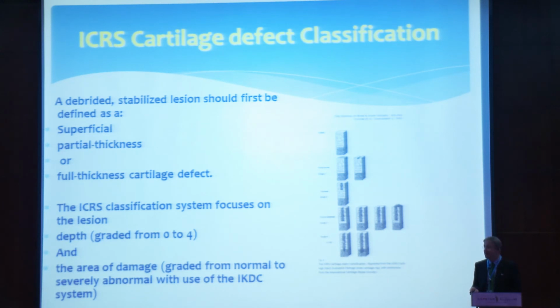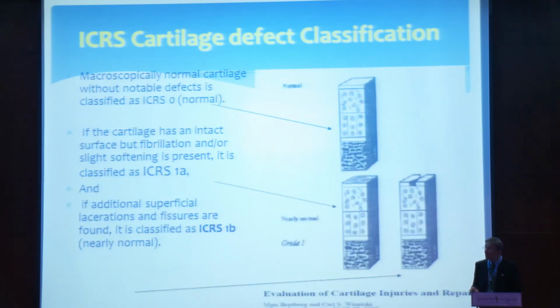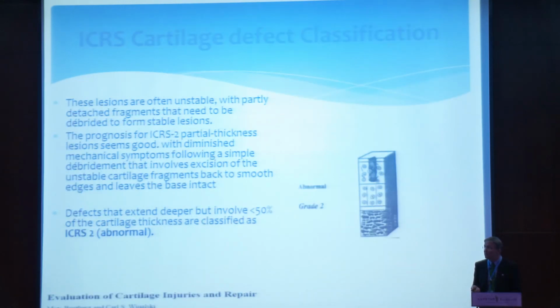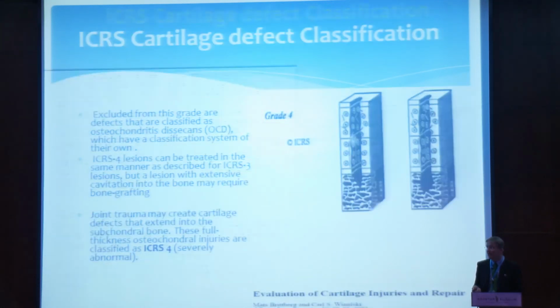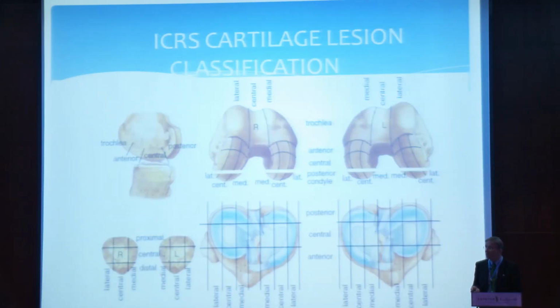And one is the ICRS classification, where we look upon the depth, where you have the normal cartilage, you have fissure, which is grade 1. If you go deeper down into the cartilage, you have grade 2, which is less than 50% depth of cartilage. If you go further down to the calcified layer or to the bone, or even further down, you have grade 3, including also blisters. And then you have grade 4 when you go down into the osteochondral bone. These types of classifications could be used in a mapping system, so you know exactly where the lesion is, and you could follow the patient by MRI.